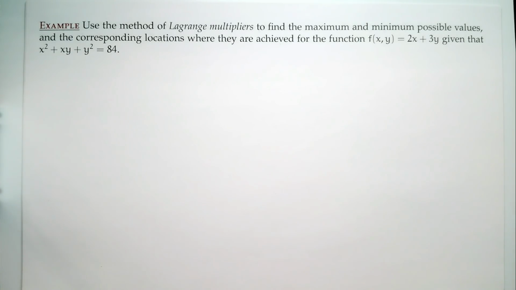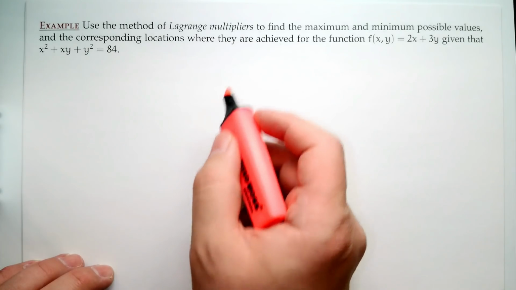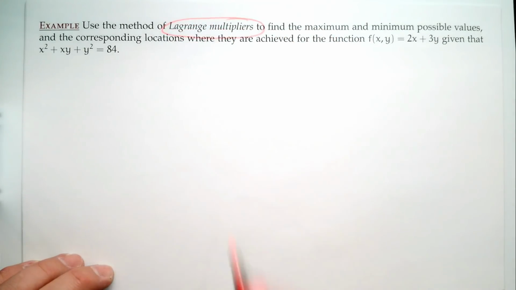Use the method of Lagrange multipliers to find the maximum and minimum possible values and the corresponding locations where they are achieved for the function f of x, y equals 2x plus 3y, given that x squared plus xy plus y squared equals 84. Now looking at this problem, we might say, well, what technique should we use? Let me ask you, what technique should we use? Yeah, we should use Lagrange multipliers. What's the key? It tells us to.